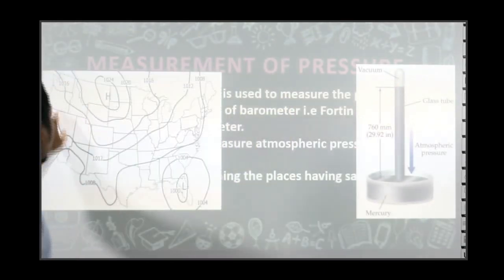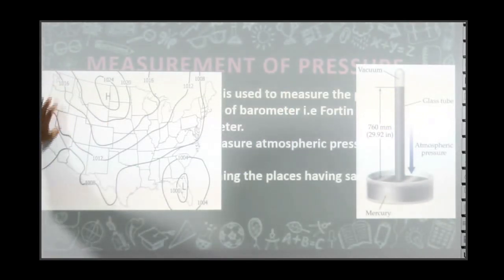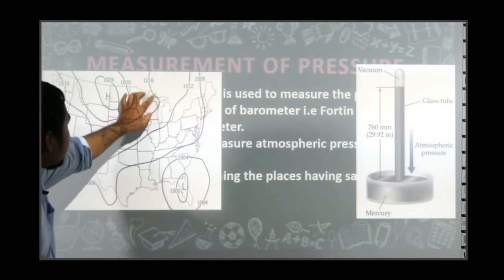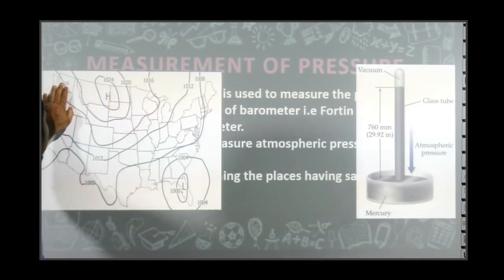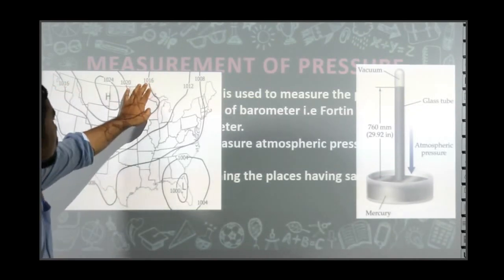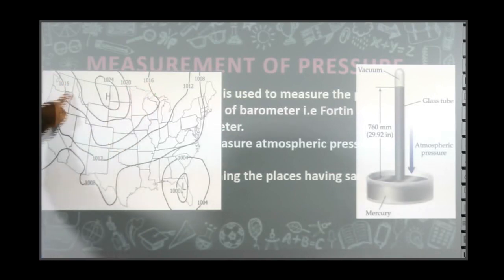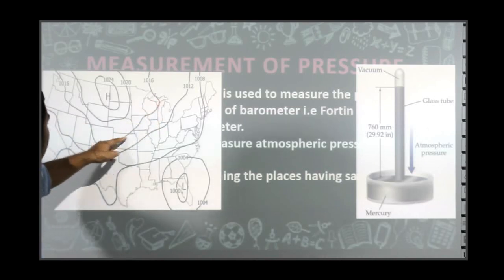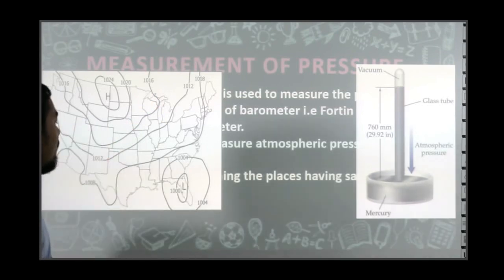And this is how your isobars look like. This is a map of USA. Here you can see the 1016 isobar connecting the same places having 1016 millibar. This is 1016 millibar, this is 1016 millibar, and this joins. This line is telling us that these areas are having the same pressure, and this is how your isobar maps look like.